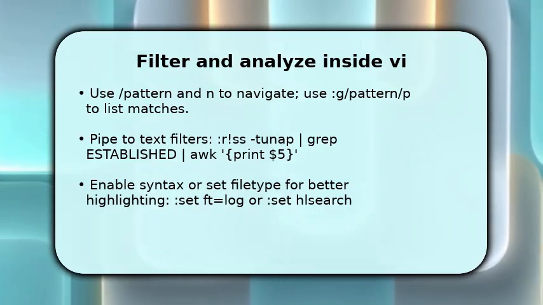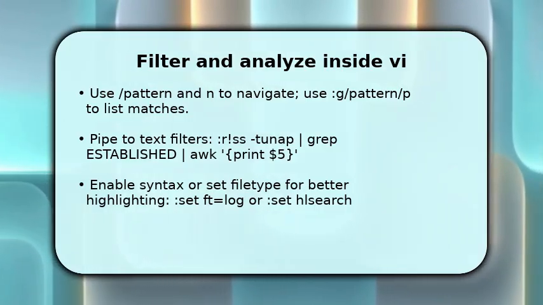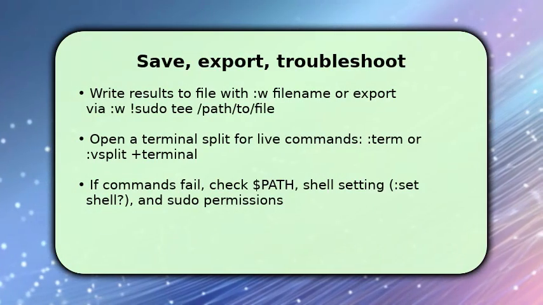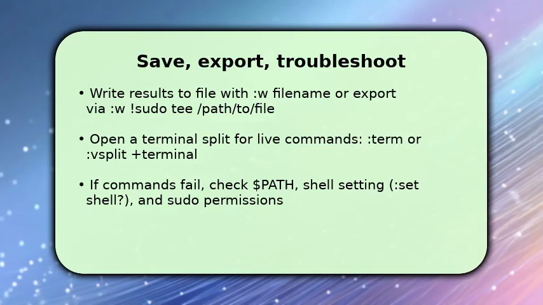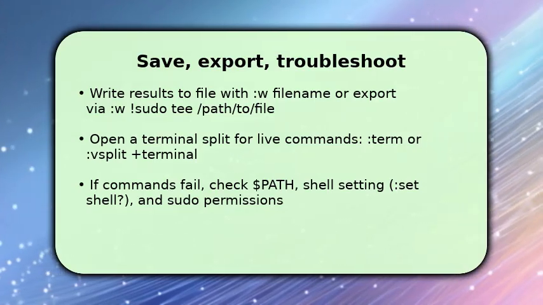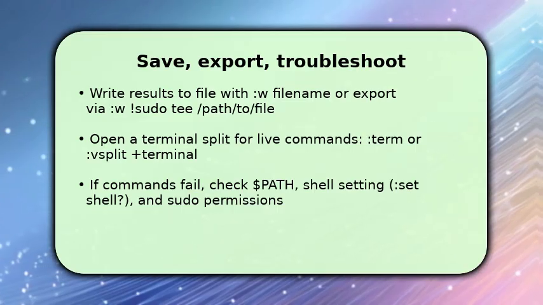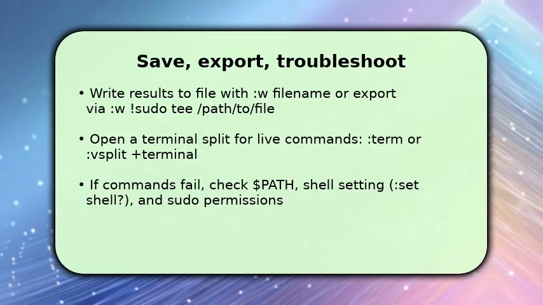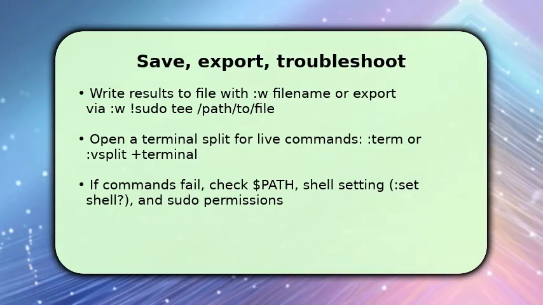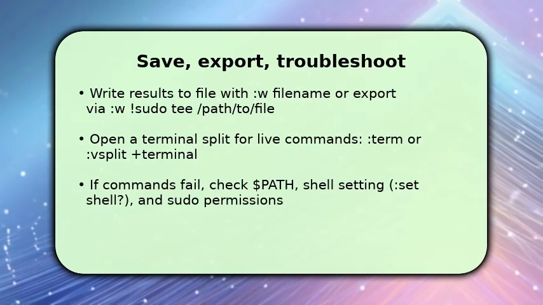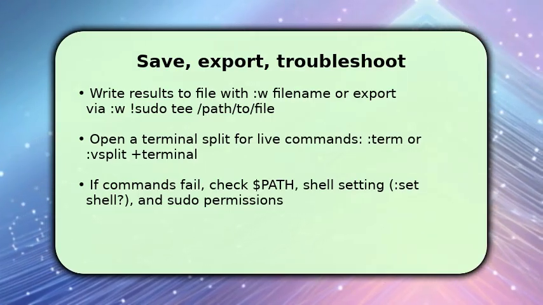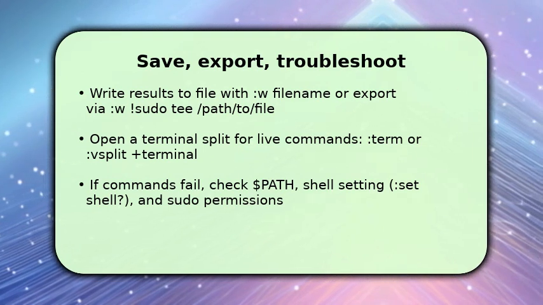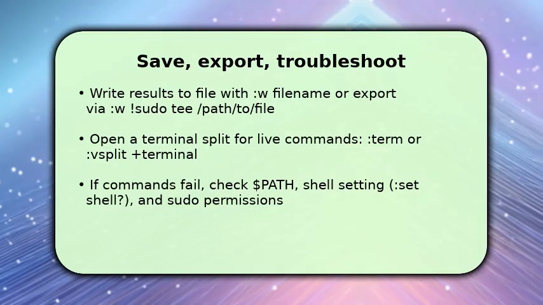Finish by saving or exporting the clean data and optionally rerunning live checks. Use :w results.txt to save locally, or :w !sudo tee /etc/network/results.txt if an elevated write is needed. If you prefer continuous checks, open a terminal split with :term or :vsplit plus :terminal and run monitoring commands while editing. If an external command fails inside Vim, verify your $PATH and which shell Vim is using via :set shell?. Adjust with :set shell=/bin/bash.